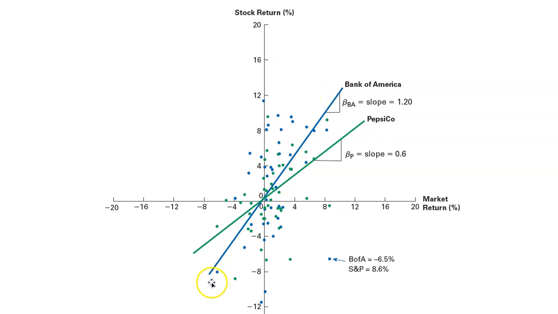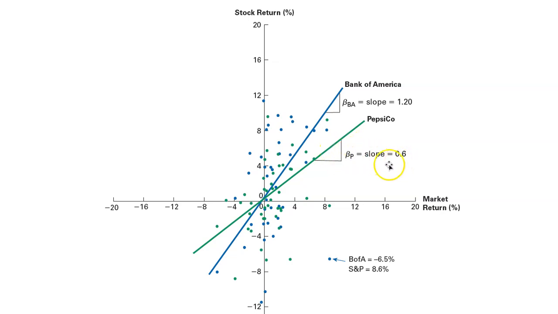You see how the incline of Bank of America has a steeper slope, as measured by the rise over the run, compared to PepsiCo, which has a slope of 0.6. So the smaller the slope, the smaller the beta. Beta is denoted by this script-looking B here.